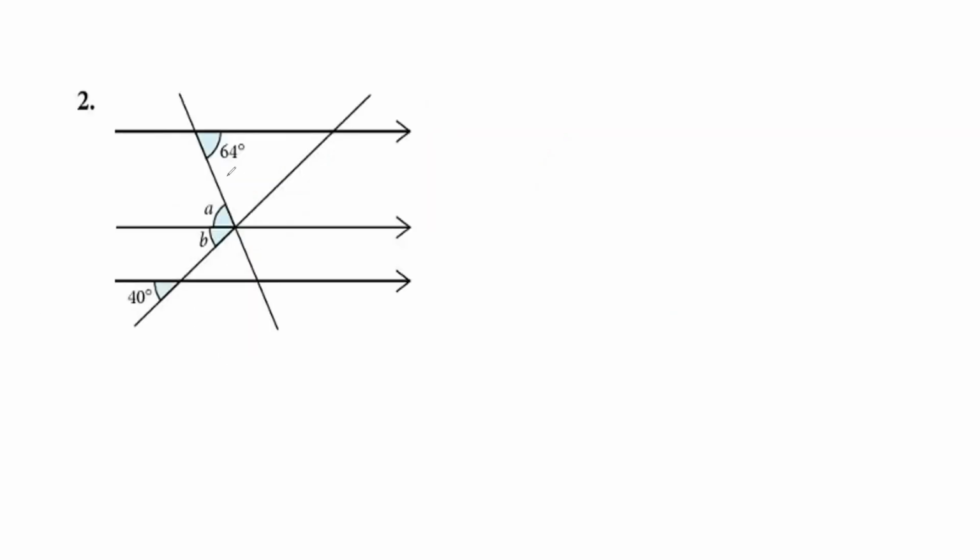Second question. Here we can see three parallel lines. So these two are parallel. Here you can see 64, and this also makes 64. A is 64 because these are alternate angles. If this is 40, this will be 40. Why? That is vertically opposite angles. So B also will be 40, right? So the answer: A is 64 degrees, and B is 40 degrees. I hope you know the reasons for that.